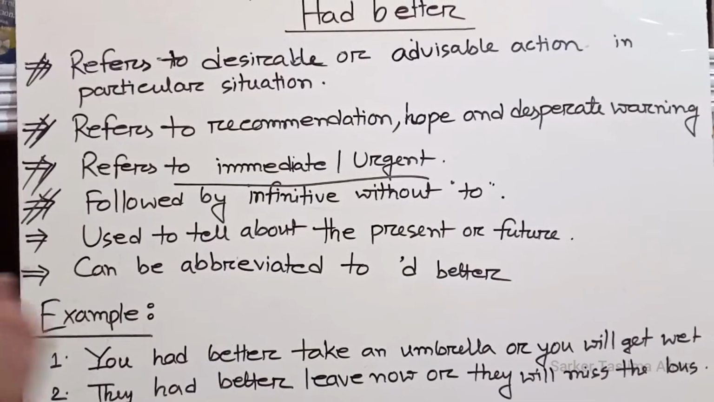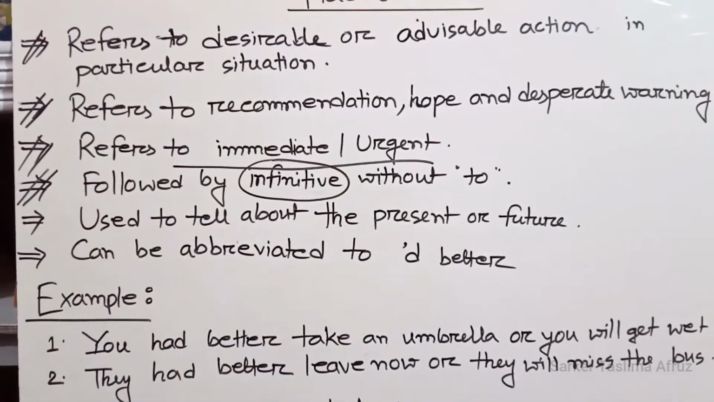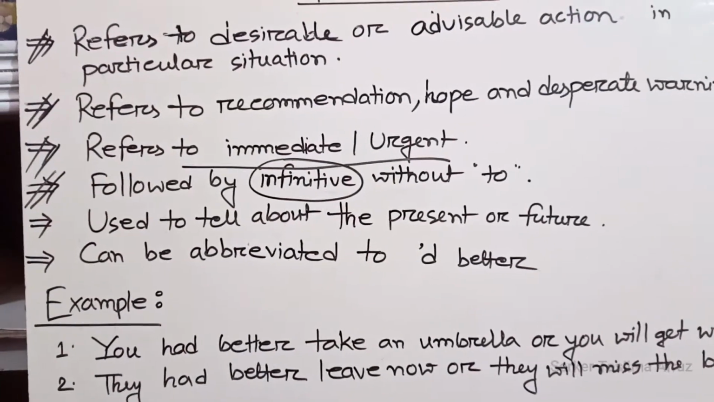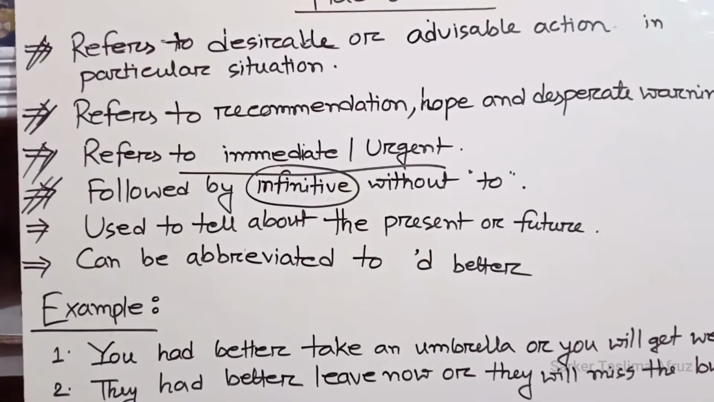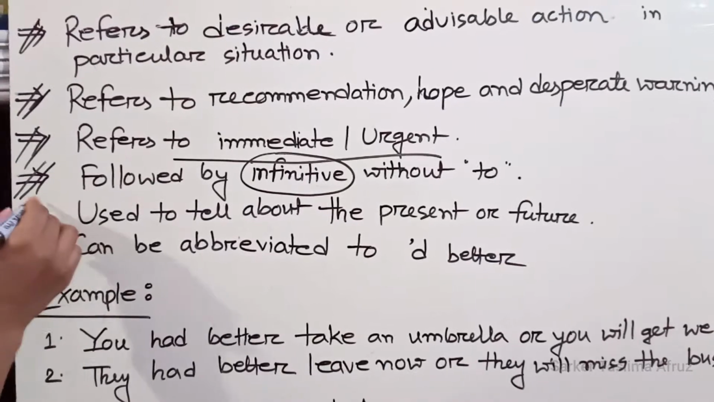Next information for you, followed by, that means had better is followed by an infinitive without to, like this, would rather. I have earlier told you about this infinitive, that means to plus v1. So you are not permitted here to write to after had better. You have to write had better and after that verb 1.